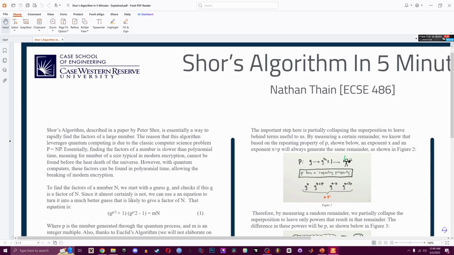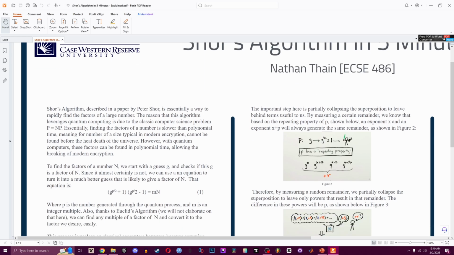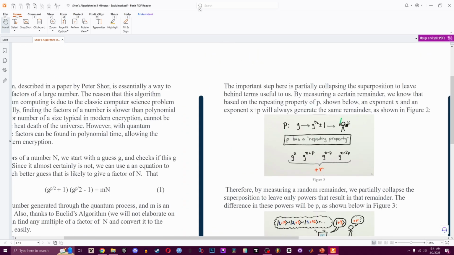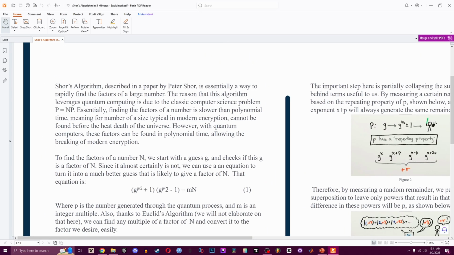My name's Nathan Thain. I'm in ECSE 486 Quantum Computers class, and I wanted to take about 5 minutes today to try to explain to you Shor's algorithm, the abridged version. So we're going to go over as much detail as we can in 5 minutes. We're going to go over the basics of the algorithm, how it works, and the importance of quantum mechanics and quantum computing in solving this problem.